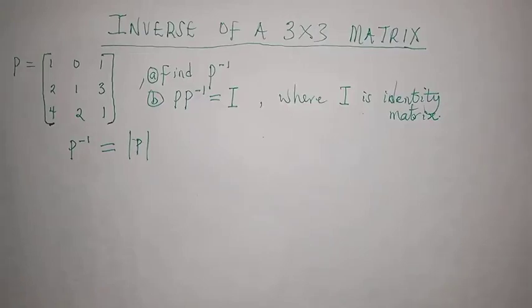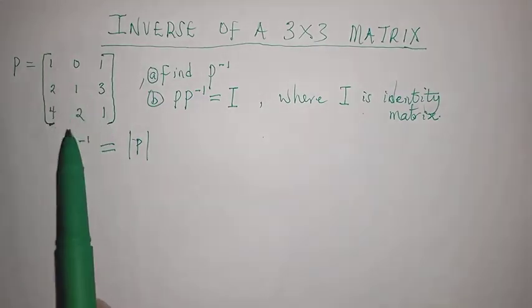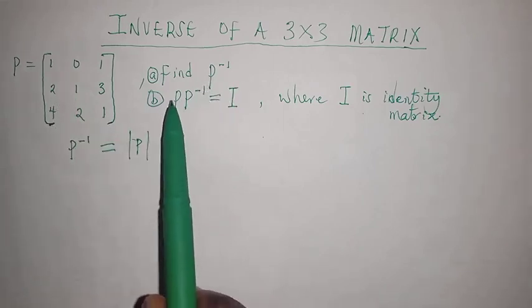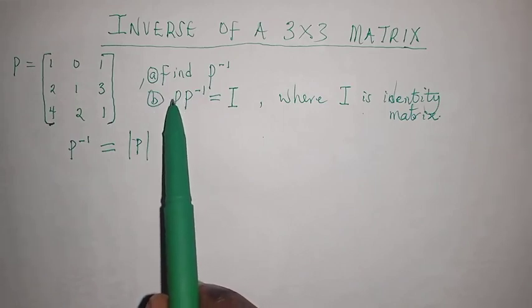Hi guys, so today we want to look at the inverse of a 3 by 3 matrix. So we were given a matrix P equals to this. The question says find P inverse, that's the inverse of P, and then the B part says show that this multiplied by this gives us this.